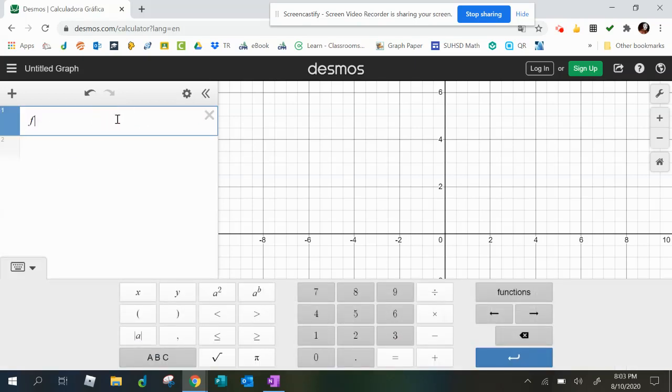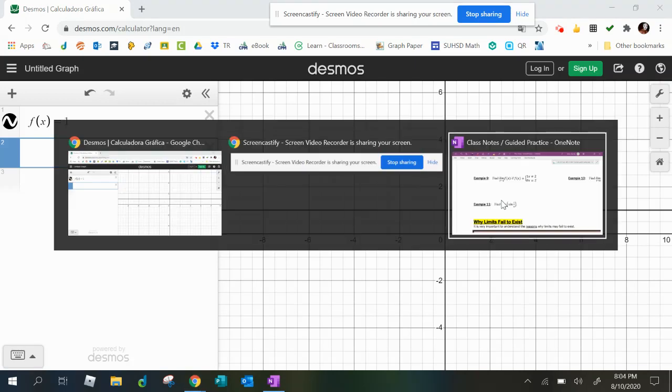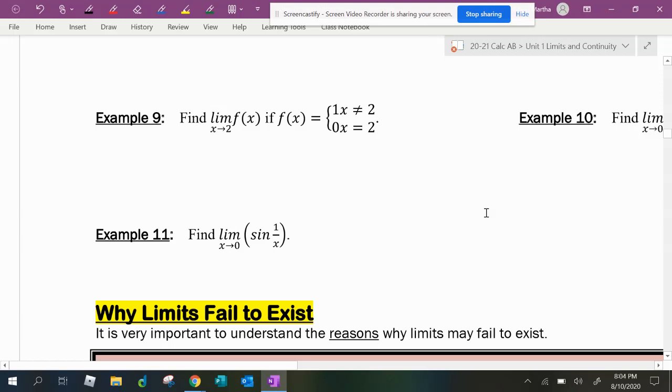So f of x equals 1. That's it, that's all you've got to do. And then the other one would be if it's 2, then my function is now 0. So there would be a hole specifically right here. In this case, I didn't type it in because it is a piecewise function, and I'll show you guys later on how to type those into Desmos and also into the TI-Nspire. But there is a hole there. It's a little jump, if you want to think about it that way.